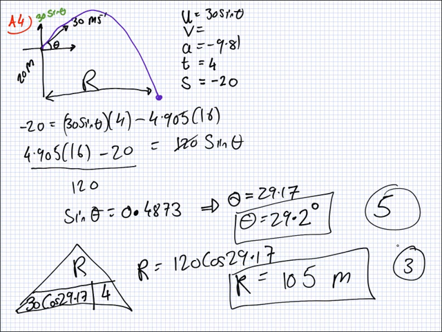Did you get 29.2? Yeah, the first answer is 29.165. Okay, so in the exam you must give it as 29.2. And what about the range? 104.78. So again you must give it as 105 as the answer.